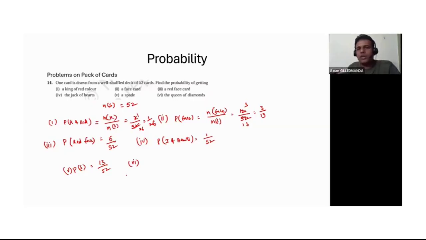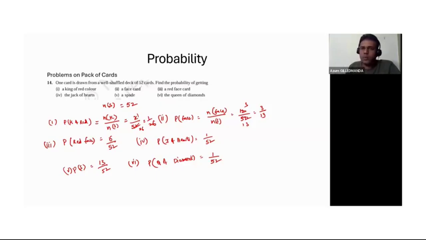Next, the last one here, the queen of diamonds. So the probability of getting a queen of diamonds. How many diamond cards are there? 13. Out of the 13, how many queens are there? Only one. One queen is there. 1 by 52. Hope you understood, right?